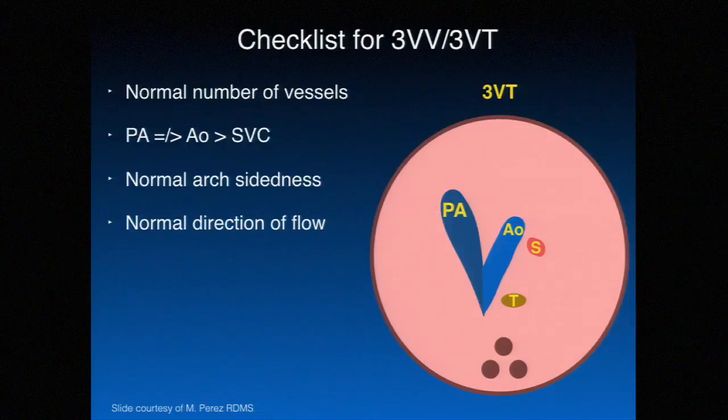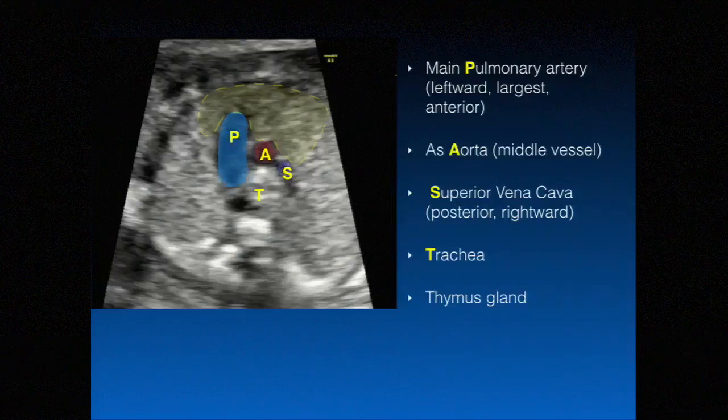And we've already discussed this. We're looking for the number of vessels, we're looking at the size of the vessels, we're looking at arch sidedness, and then also normal direction of flow. And then this is also a nice view to look at the thymus gland as well, which sits right in front of these great vessels. If you're just learning this view, this acronym makes it nice and easy to remember with the pulmonary artery, aorta, SVC, and trachea, so PAST, easy to remember.